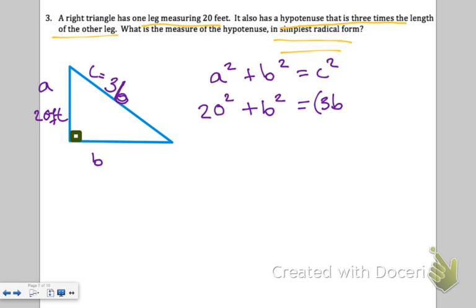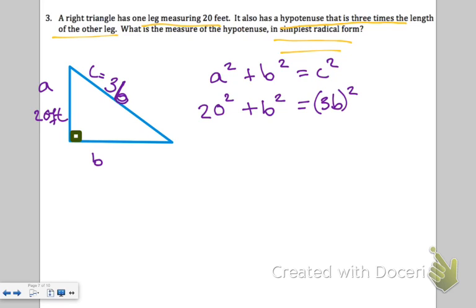So (3b) squared. Notice I put parentheses around the variable before I substituted. And that's because we have 2 values here that we're going to square. We're going to square the 3 and we're going to square the b, right? So anytime you're substituting a value where it's multiplication of 2 different values, always use parentheses, right?